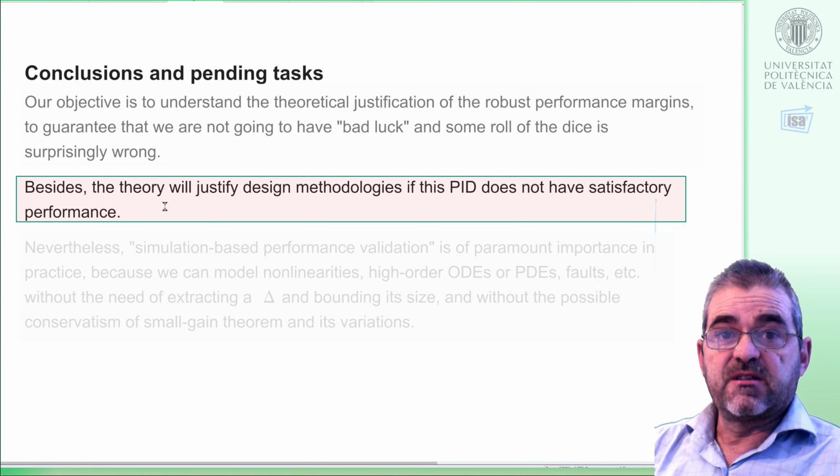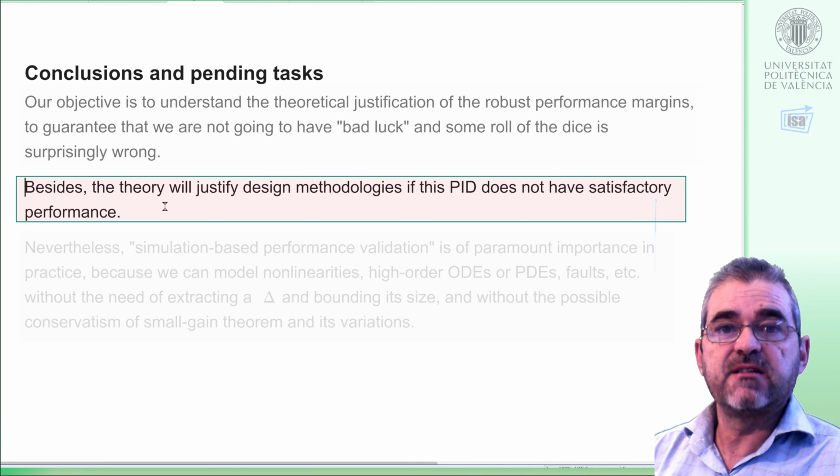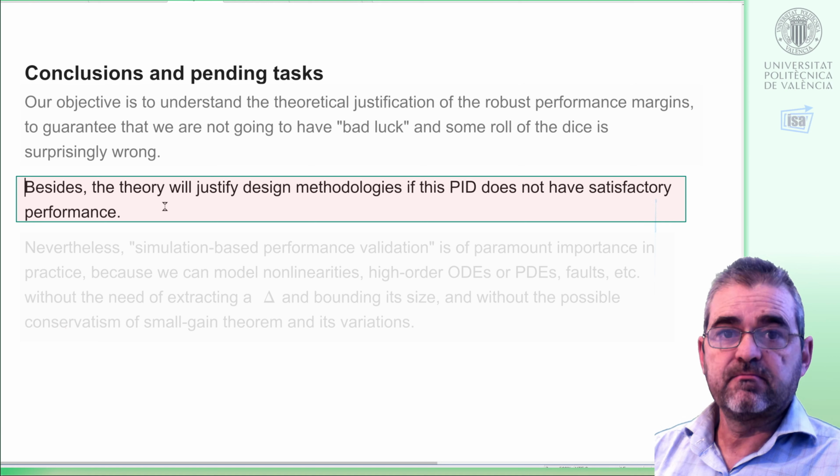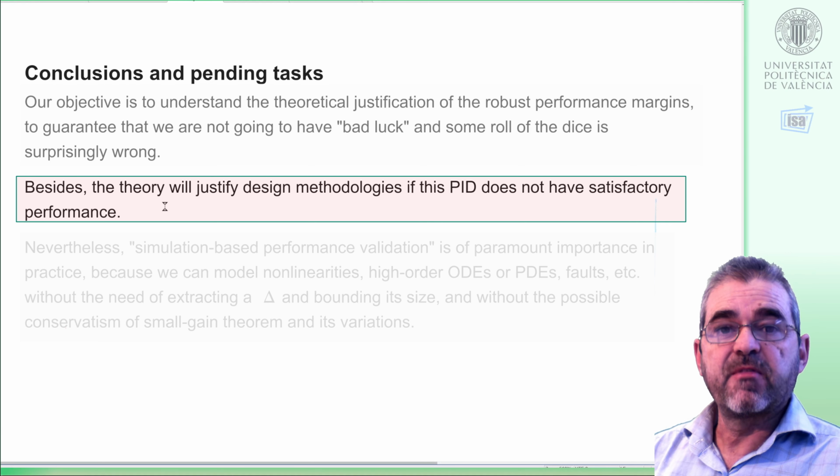Second issue is that we have no clue on how to improve the performance if this PID did not have enough robustness. How can we retune the PID? So we need theoretical insight on this robust performance stuff to guide design modifications. So these are the two drawbacks that call for some theoretical analysis of robust performance.